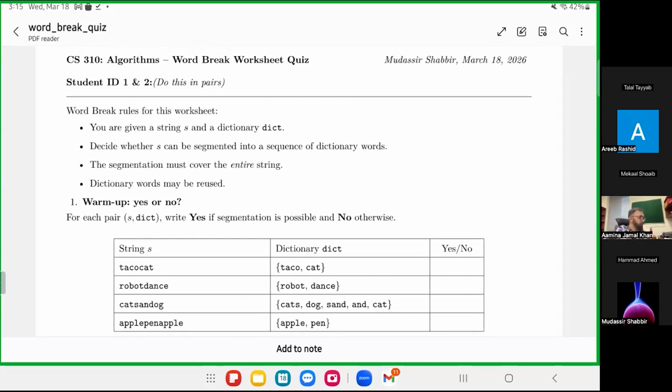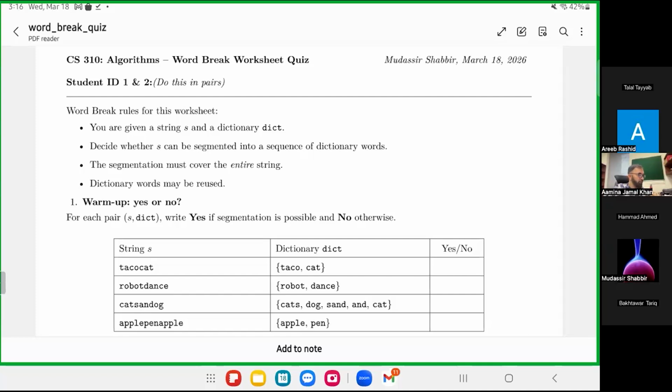All right. So here's what the worksheet is about. You're going to be given input as a string and a dictionary of strings. And you have to output yes if there is a segmentation possible and no if it's not. So your algorithm is going to spit out either yes or no, two possibilities. And here are the word break rules. Decide whether S can be segmented into a sequence of dictionary words. The segmentation must cover the entire string, and you can reuse the words from the dictionary.